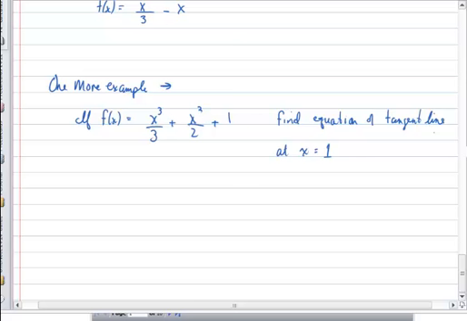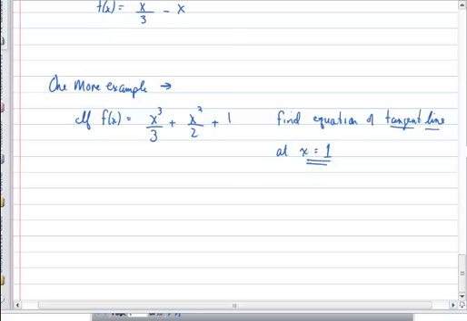Hello class, I have again one more example, because I promised you at the beginning with my objectives that we would go over how to find equations of horizontal and tangent lines and normal lines. So I have an example here of a polynomial where we're going to find the equation of a tangent line at a specific point without using the difference quotient.